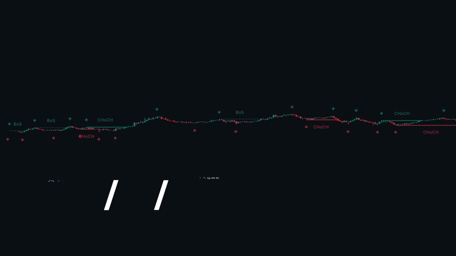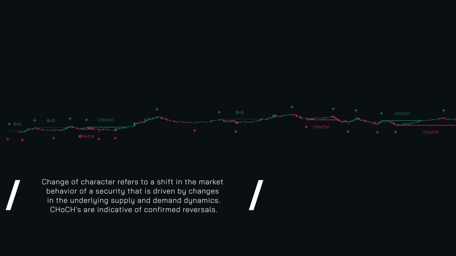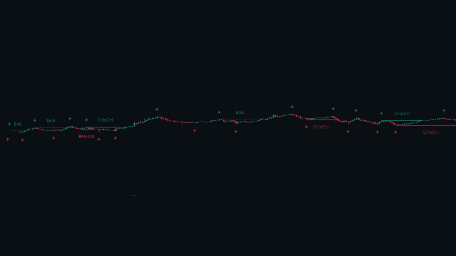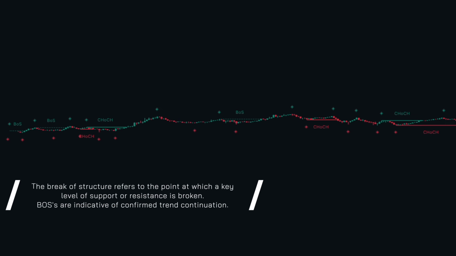Change of character refers to a shift in the market behavior of a security that is driven by changes in the underlying supply and demand dynamics. CHs are indicative of confirmed reversals. The break of structure refers to the point at which a key level of support or resistance is broken. BOSs are indicative of confirmed trend continuation.